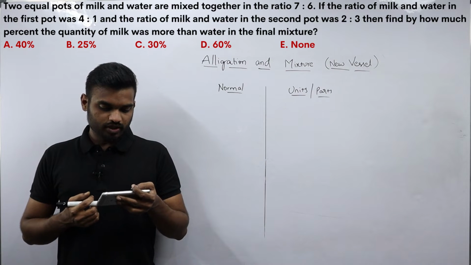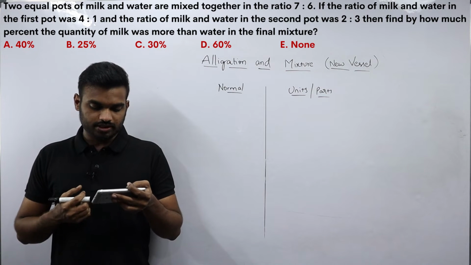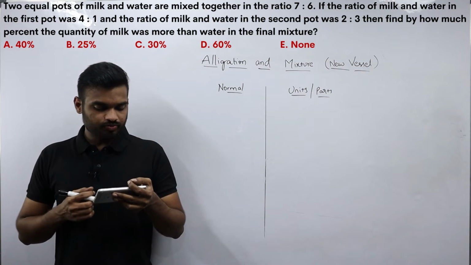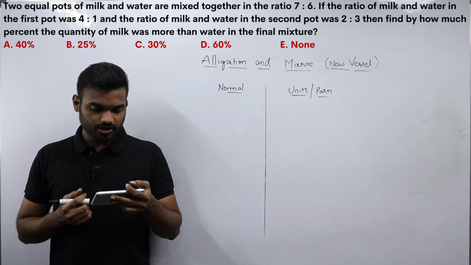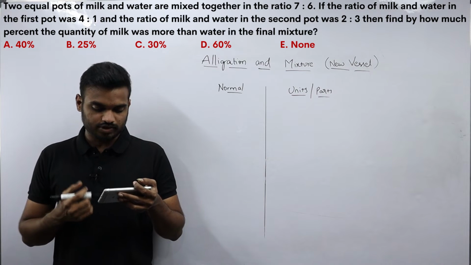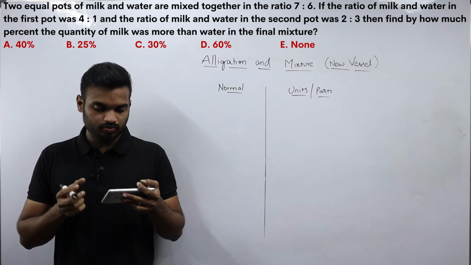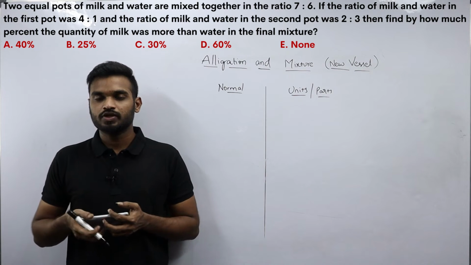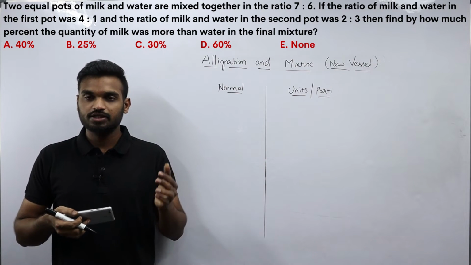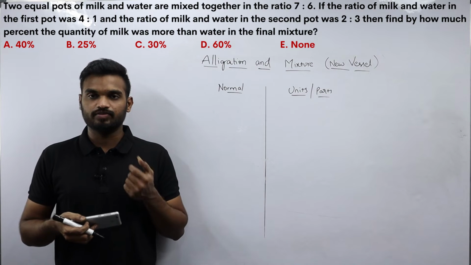They are saying that 2 equal parts of milk and water mixtures are mixed together in the ratio of 7:6. If the ratio of milk and water in the first part was 4:1 and the ratio of milk and water in the second part was 2:3, then find out by what percentage the quantity of milk was more than water in the final mixture.